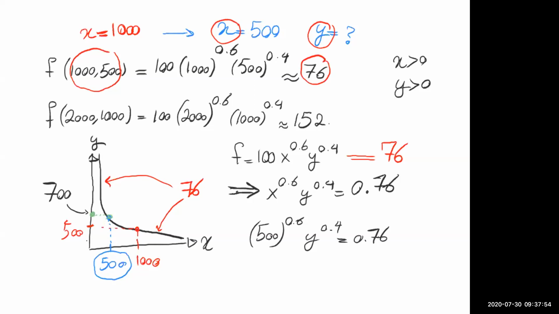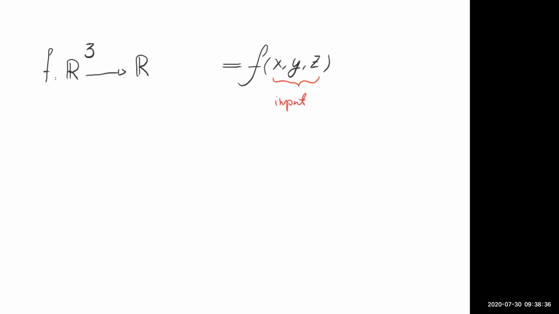Okay. Now let's go one step further. Up to this point, we mostly talked about functions from R2 to R. But we can also consider functions from R3 to R, three-dimensional functions. So we would have three independent variables, x, y, z. They are the inputs of the function. And let's show the output with w.